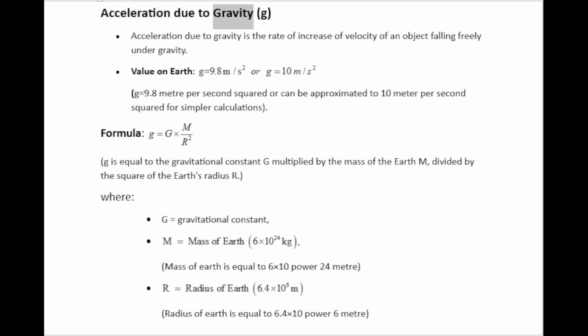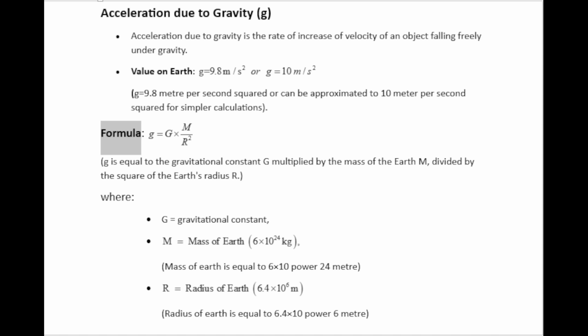Acceleration due to gravity, g. Acceleration due to gravity is the rate of increase of velocity of an object falling freely under gravity. Value on Earth: g is equal to 9.8 meter per second squared or can be approximated to 10 meter per second squared for simpler calculations.